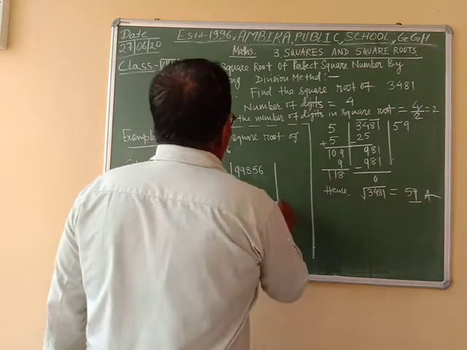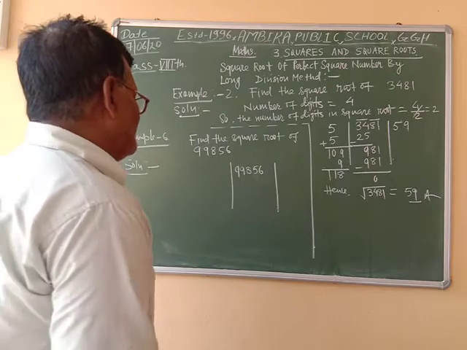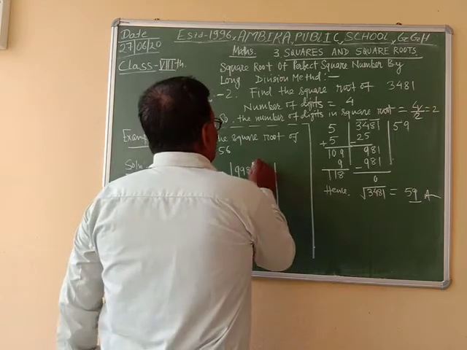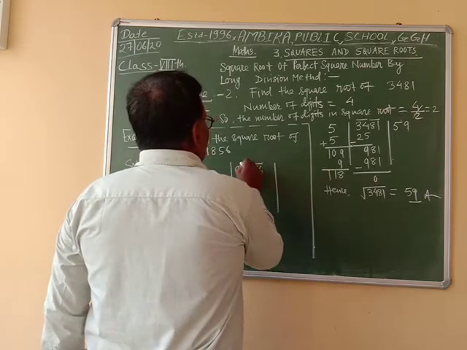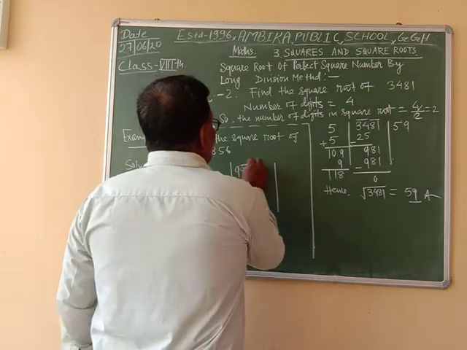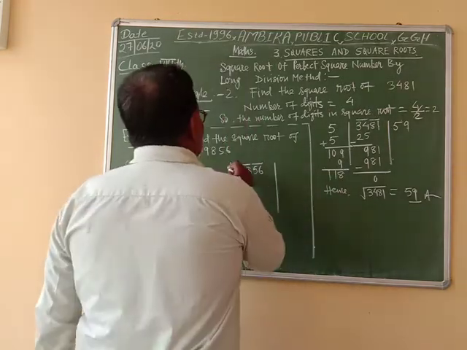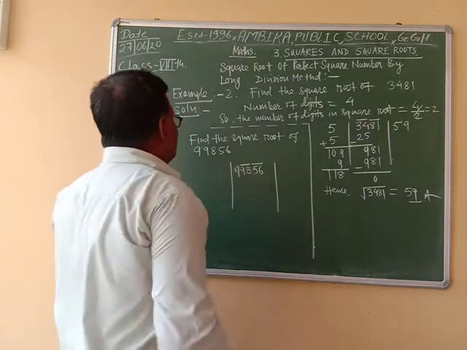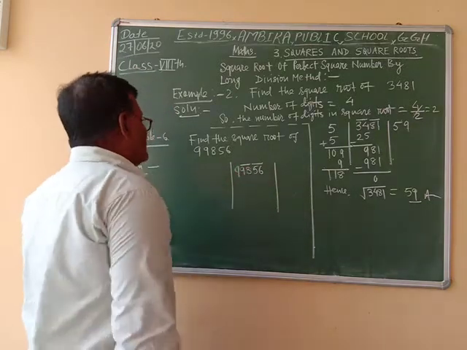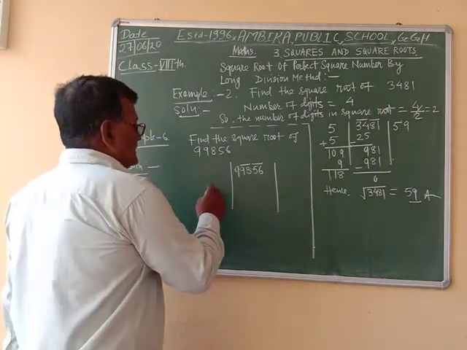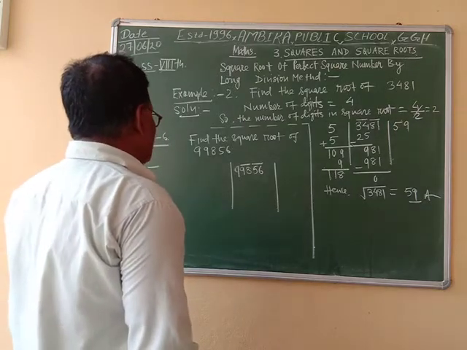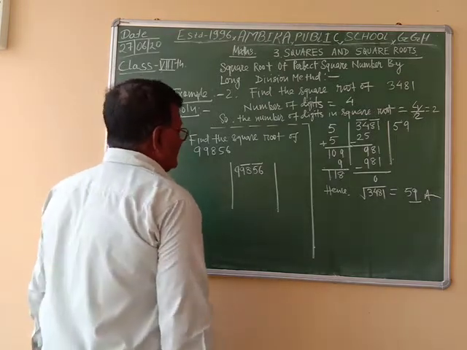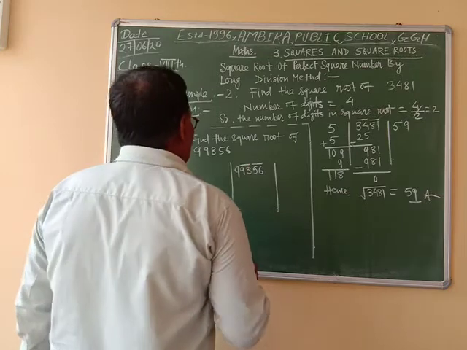Make a pair starting with unit digit and put a bar over each pair. Here we see that only one number is left. Now we have to divide 9. So if we take 3 as divisor and multiply it by 3, we have product is 9.